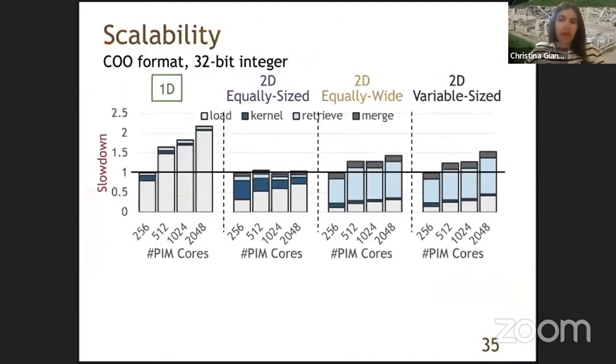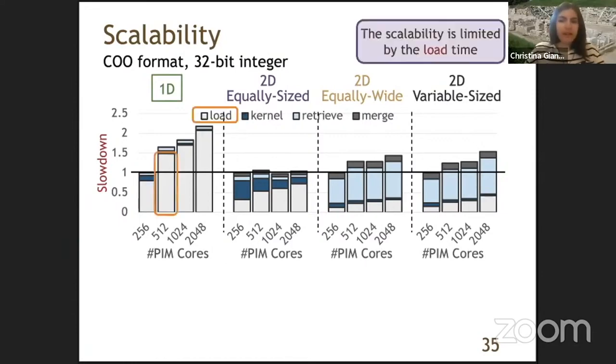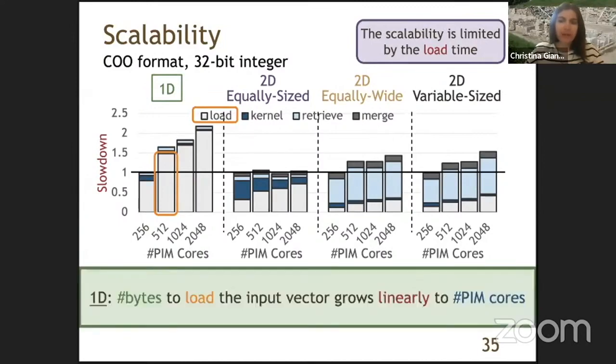So first, we evaluate the scalability of all data partition techniques as the number of PIM cores increases. Performance is normalized to that with 256 PIM cores. First, we find that the scalability of the 1D partitioning technique is limited by the load data transfers, because the amount of bytes that is transferred to PIM-enabled memory for the input vector grows linearly to the number of PIM cores.